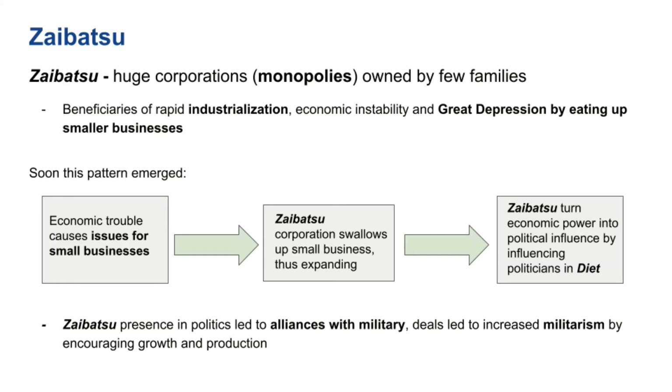The Zaibatsu were huge corporations, in reality monopolies in Japan, which were owned by few families. They were the beneficiaries of rapid industrialization and of economic instability, such as the Great Depression, where they ate up smaller businesses. This can be seen by the pattern on the slide here, which basically always reoccurred, and the Zaibatsu presence in politics led to alliances with the military, and deals led to increased militarism by encouraging growth and production.